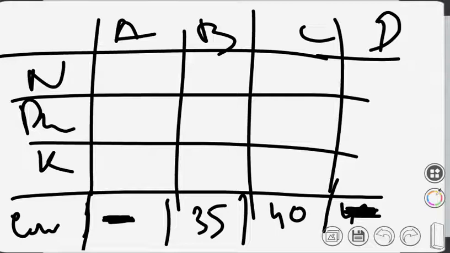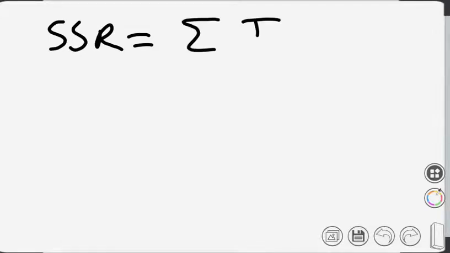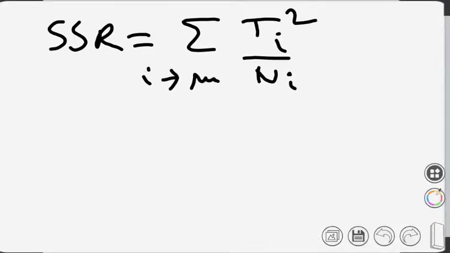We are writing SSR again. We have written it as, what did I say? Summation, sigma, capital Ti square by ni, right? Where i represents row. Row. And minus CF. Don't miss it. I am missing it. Minus CF.